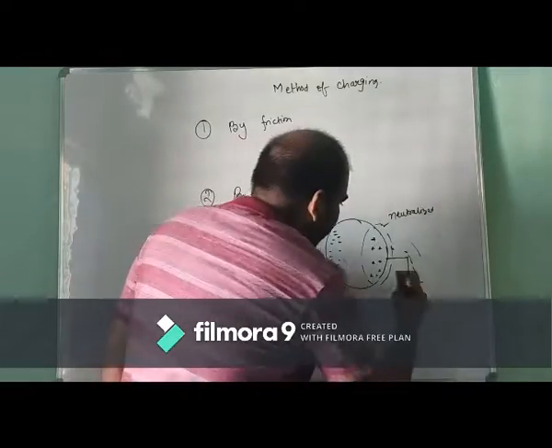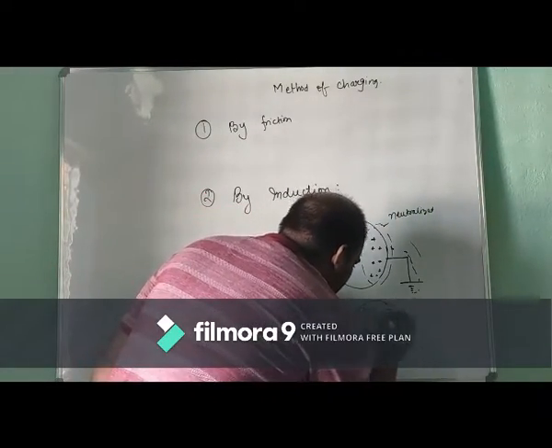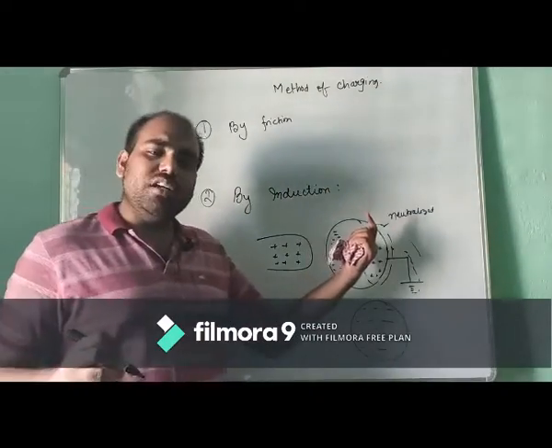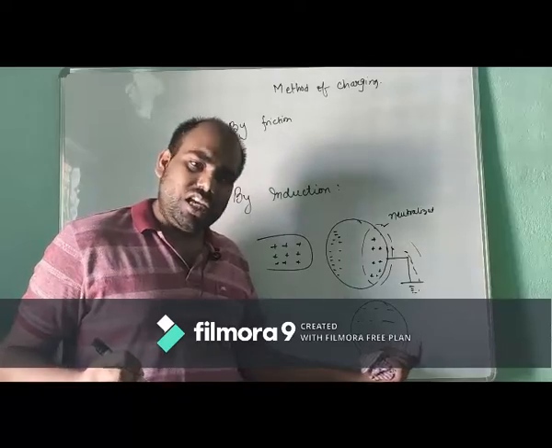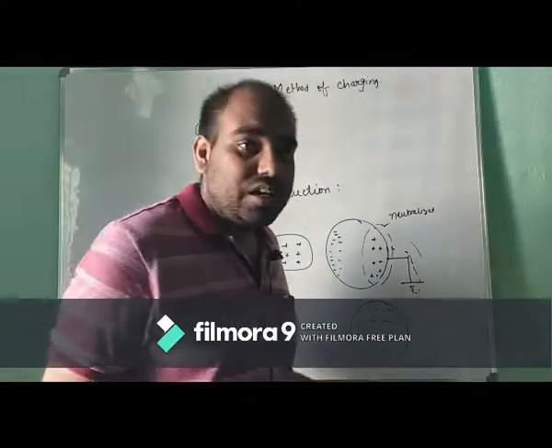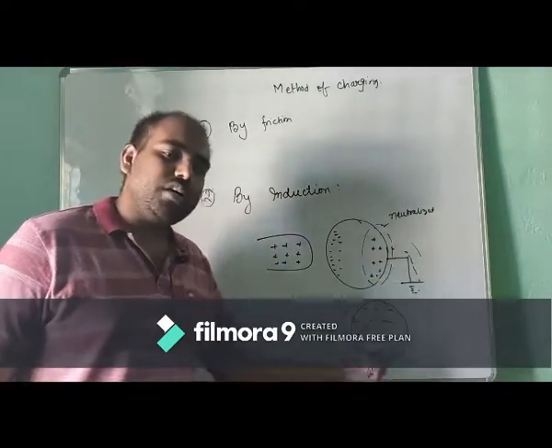So, the whole body, if you remove the earthing, now looks negatively charged. So, from a neutral conductor, we have achieved a negatively charged body. Okay, a negatively charged conductor. So this way we can produce a negative charge from a neutral conductor.